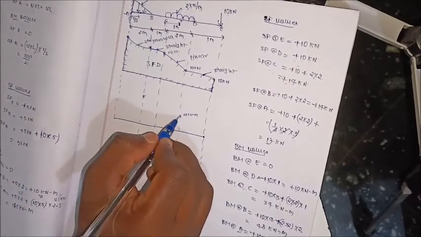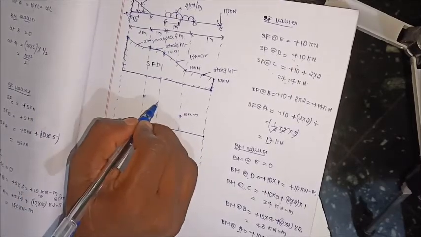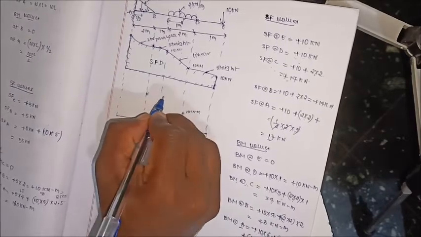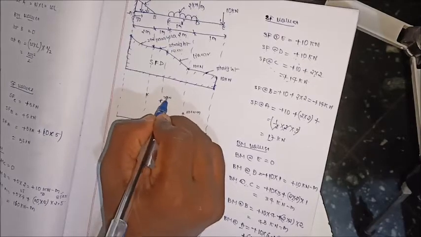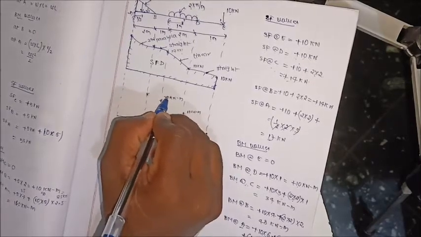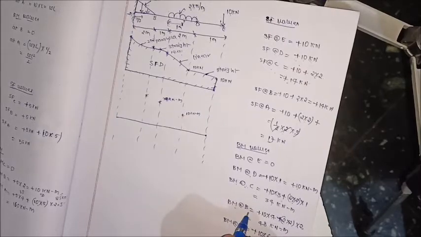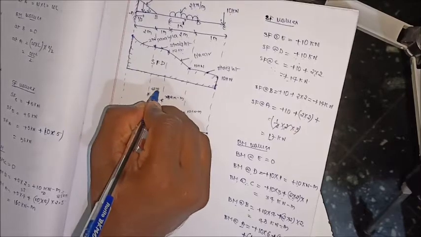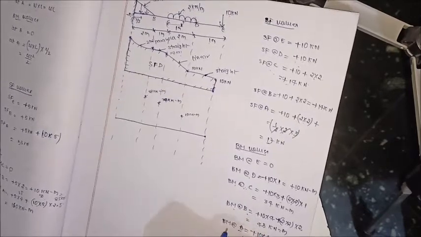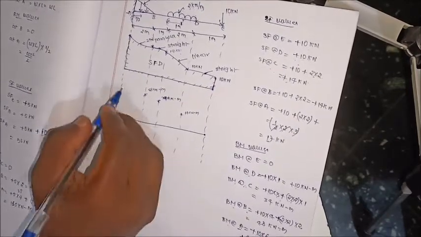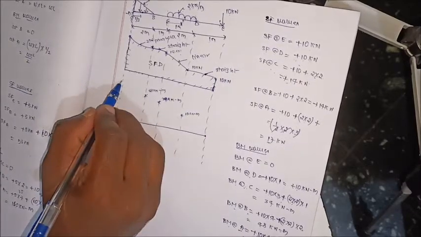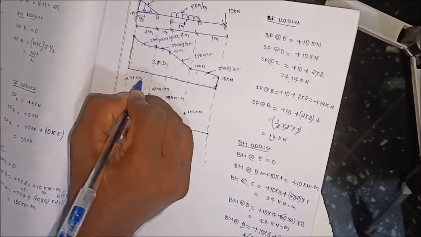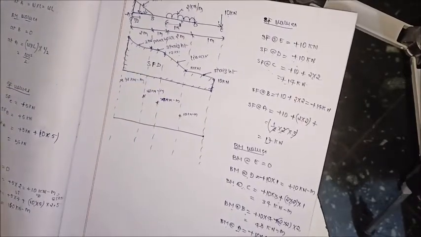Sorry, the bending moment at D is here, and the bending moment at C is here, 34 kilonewton meter. And the bending moment at B is 48 kilonewton meter. Next, the bending moment at A is 78 kilonewton meter. So join these points as per the application of load.